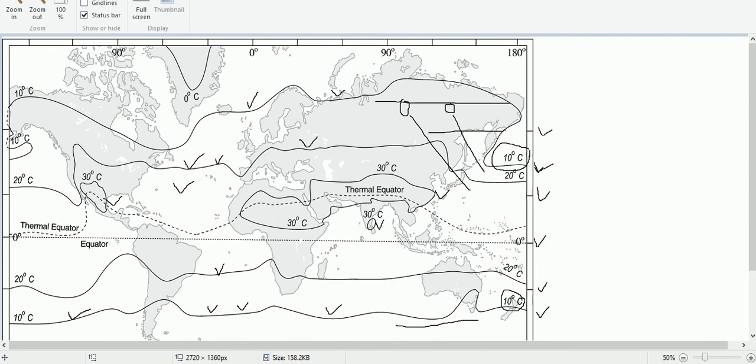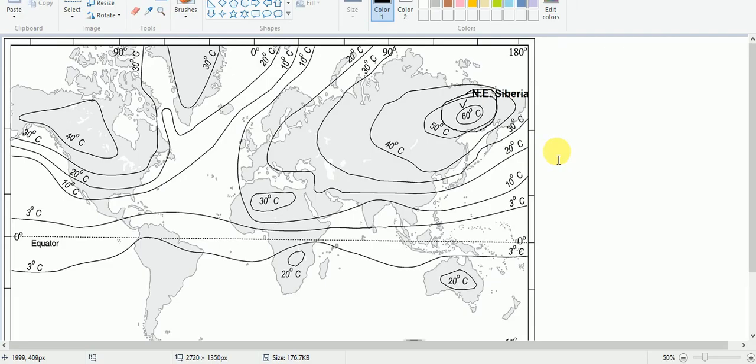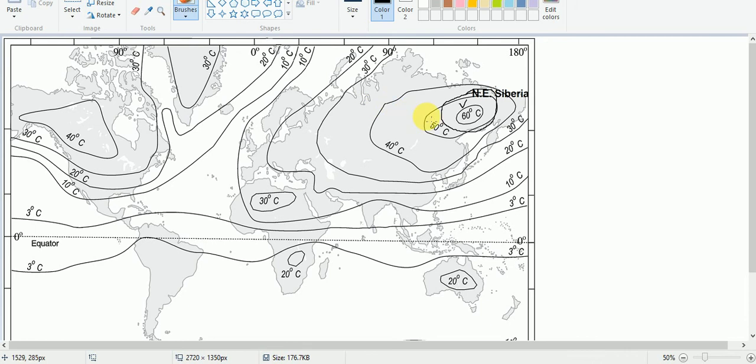As you will find in that map also, here, this area records the maximum difference between the winter and the summer because of this continentality. That means the influence of the ocean is not available in this area. That is what we call continentality.